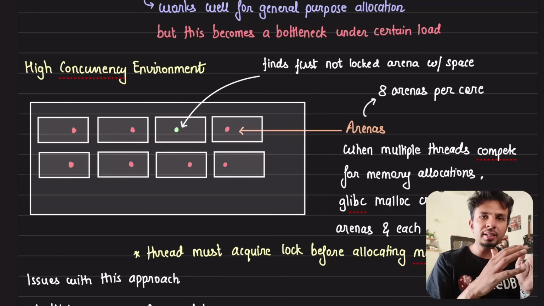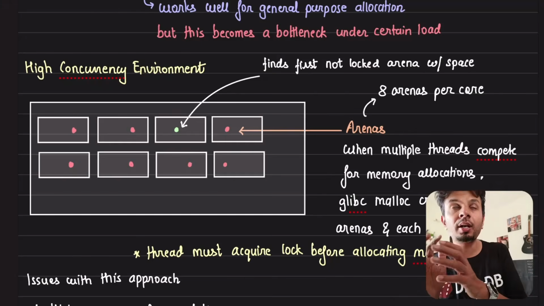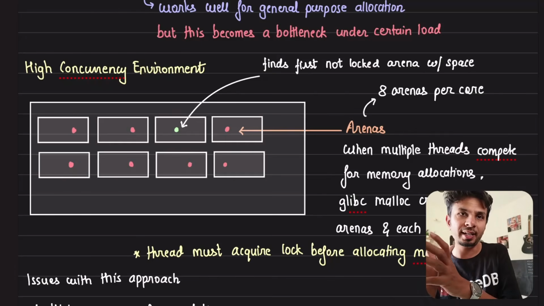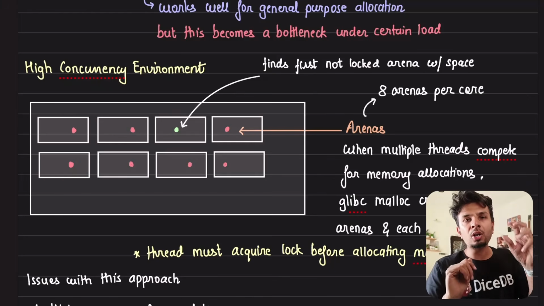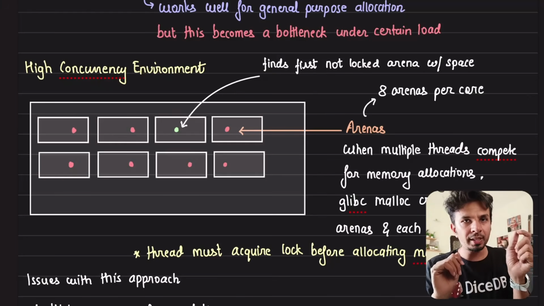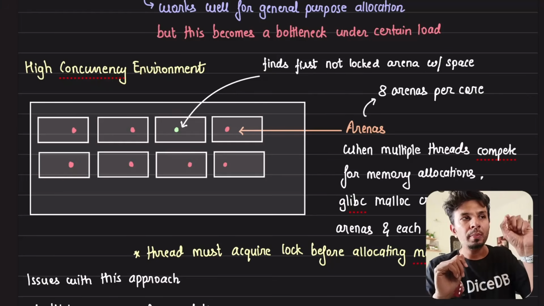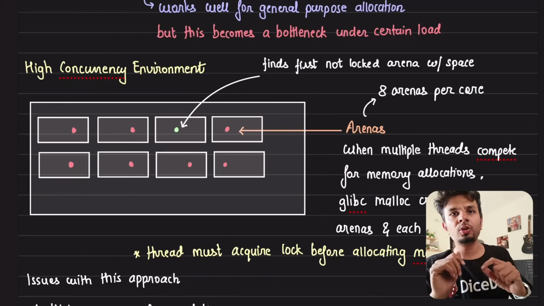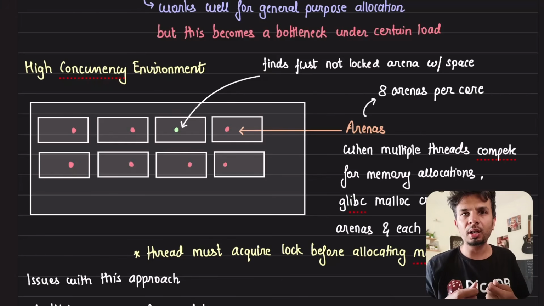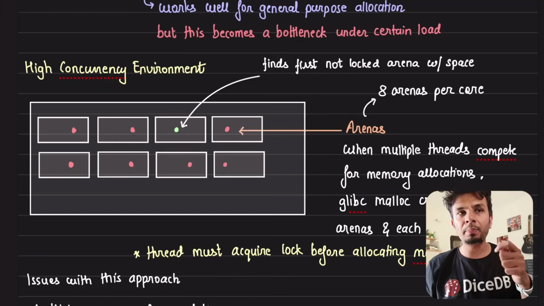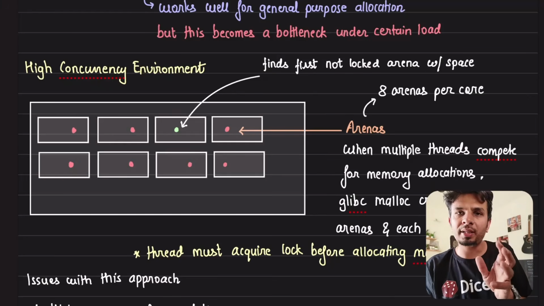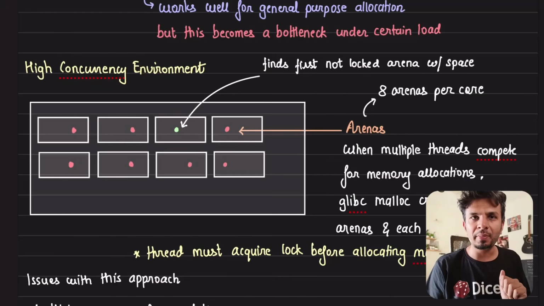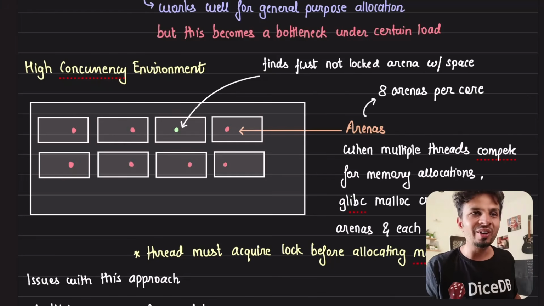Hence, what it does is it splits the memory into something called arenas, and each arena has its own lock. This way, your lock contention is not at the global level, but at an arena level. So when a thread wants to allocate memory, it picks from an arena. It finds the first arena which is not locked by any other thread, and from there it tries to allocate the memory. Now you can start seeing how this would be a problem.